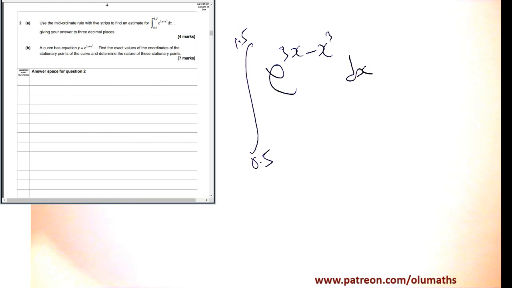So it says, a curve has equation y equals e to the 3x minus x cubed. Find the exact values of the coordinates of the stationary points of the curve and determine the nature of these stationary points. 7 marks, okay, it's a 7 marker. Now, for you to be able to find the coordinates of the stationary points, you need to solve for dy/dx and equate that to 0.